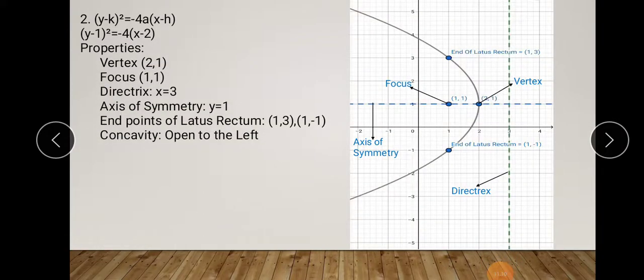Example number 2: (y − 1)² = −4(x − 2). The properties are: vertex at the point (2, 1), the focus at the point (1, 1), the directrix is x = 3, the axis of symmetry is y = 1, and the endpoints of the latus rectum are (1, 3) and (1, −1). The concavity is open to the left. And this is the graph of example number 2.